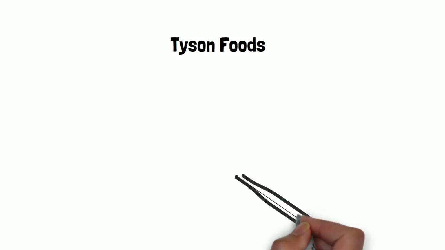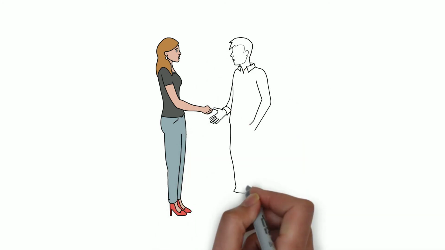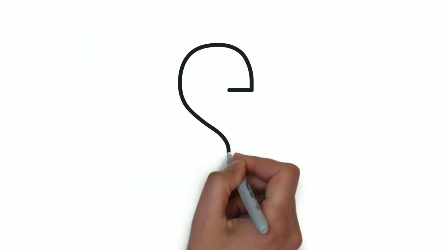In 2020, Tyson Foods forced an employee to work even with COVID-19 symptoms. The company also didn't practice social distancing for its employees. This is a good example of a company who doesn't pay attention to the social part of ESG.